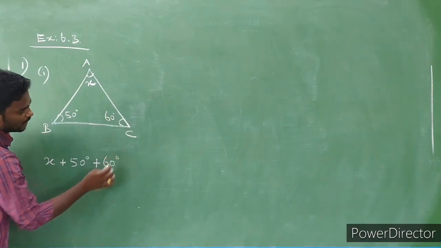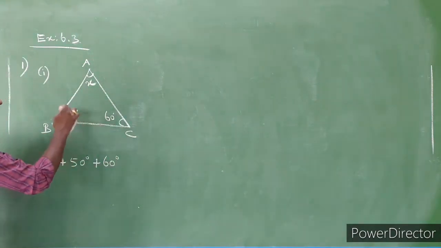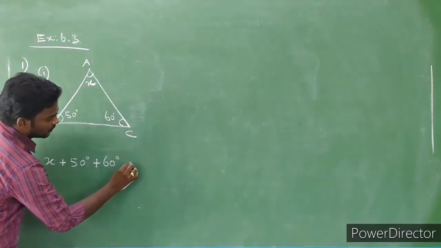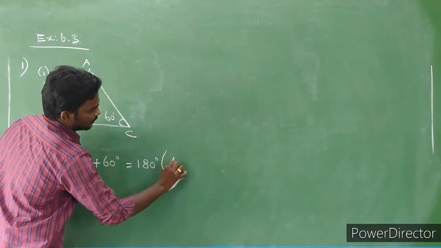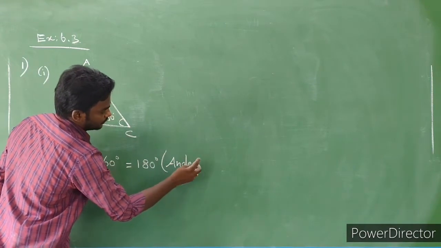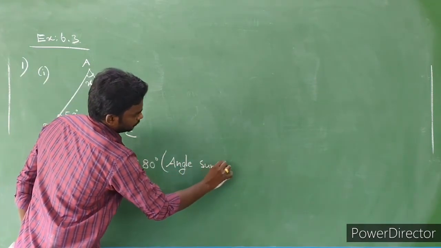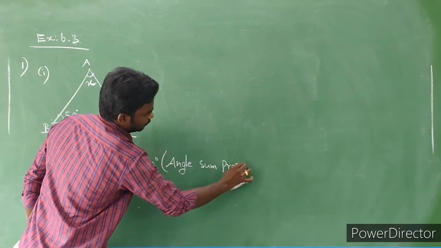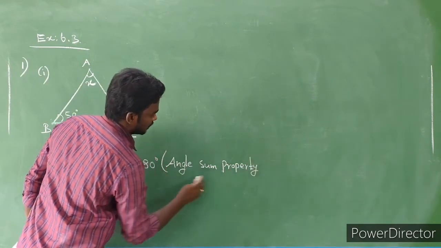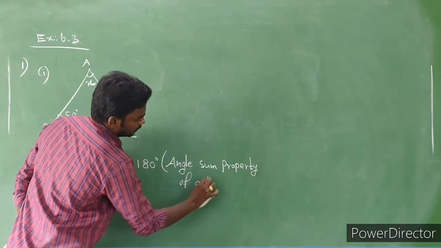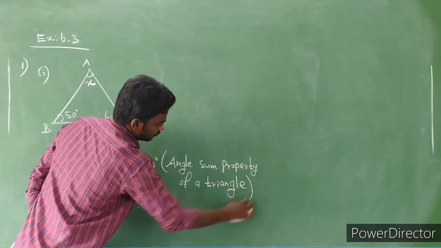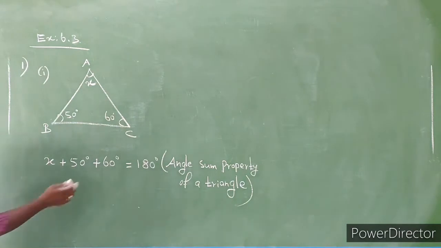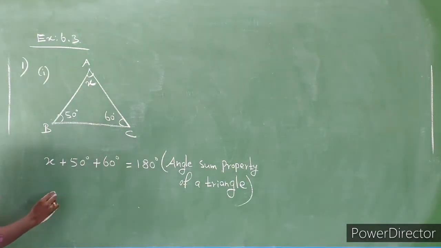What is the angle sum property of a triangle? The sum of three interior angles of a triangle is 180 degree. This sum is called the angle sum property of a triangle. So we can find the value x by using the angle sum property of a triangle.